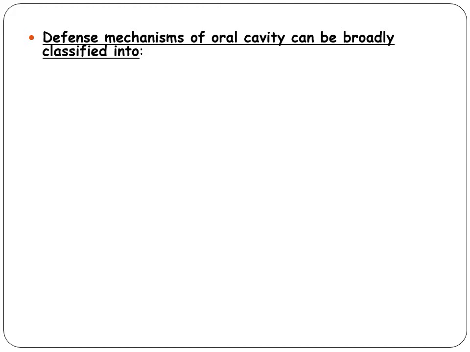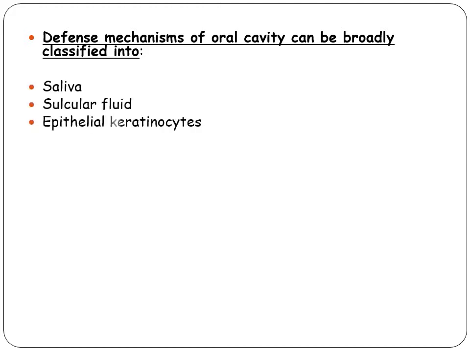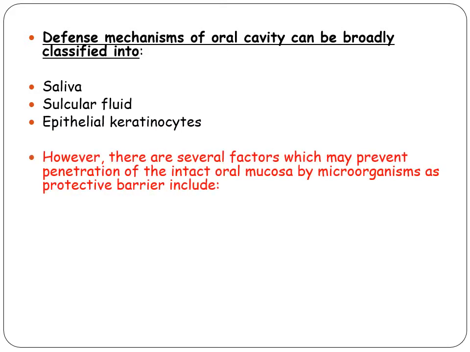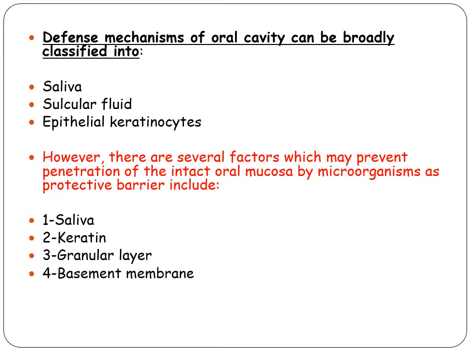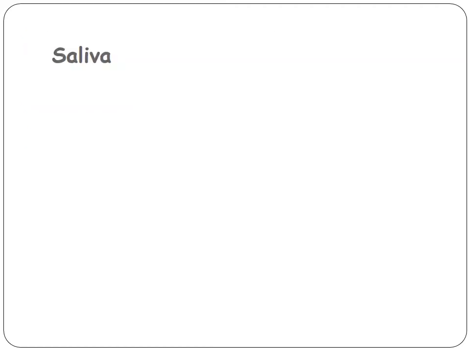So what are the defense mechanisms of the oral cavity? They can be broadly classified into saliva, crevicular fluid, and epithelial keratinocytes, which will protect the oral cavity from different attacks of microorganisms. However, there are several factors which may prevent the penetration of the intact oral mucosa by microorganisms as a protective barrier, which include saliva, keratin, granular layer, basement membrane, leukocytes, and different types of antibodies, whether these antibodies are IgG or IgM.